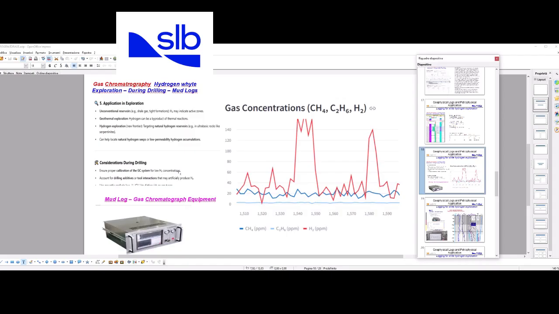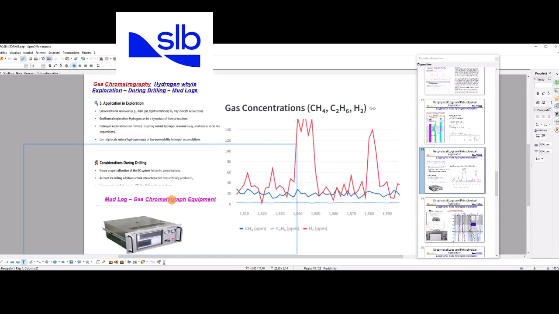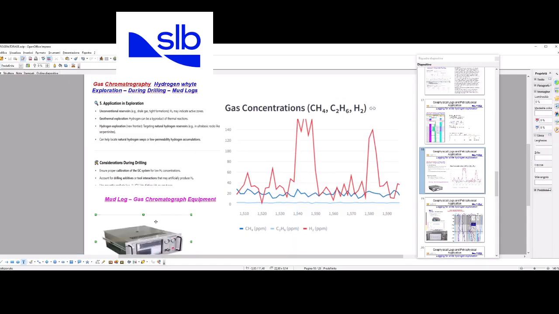Consideration: ensure proper calibration of the GC system. What we are doing during the drilling is to calibrate the GC system and control the sensitivity to temperature. Account for drilling activities or tool interaction, which may artificially produce hydrogen, because there is also this kind of risk, this kind of factor.